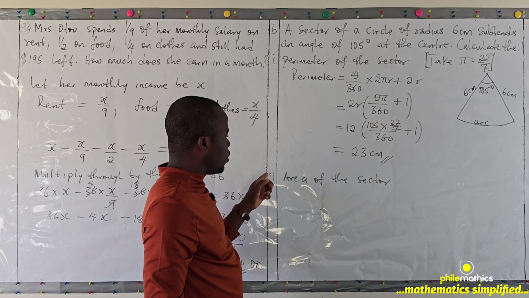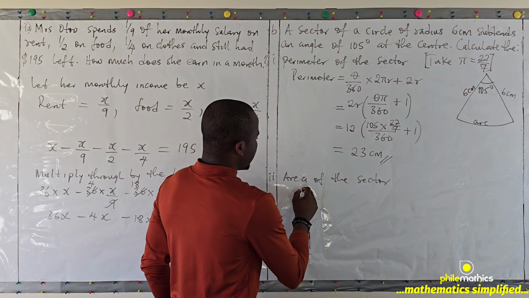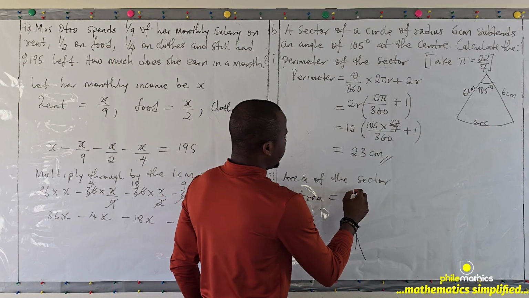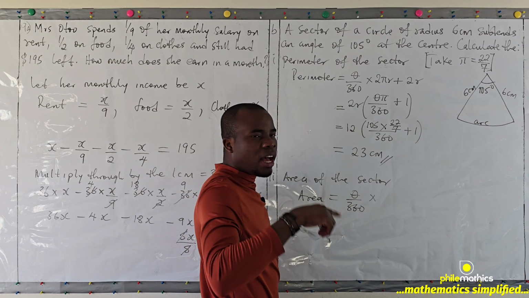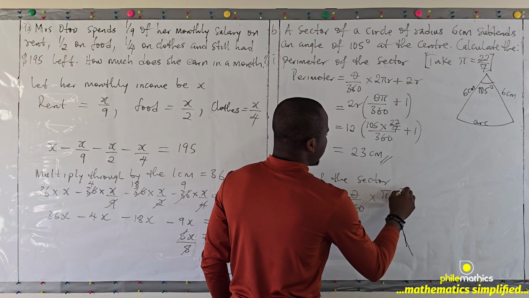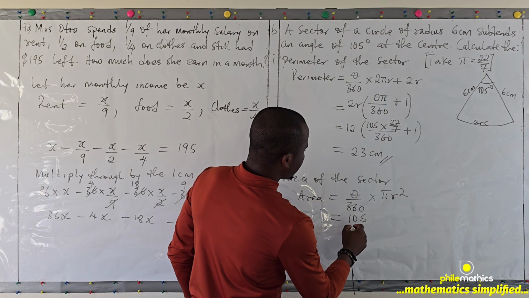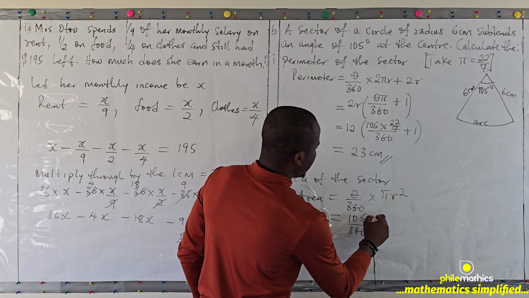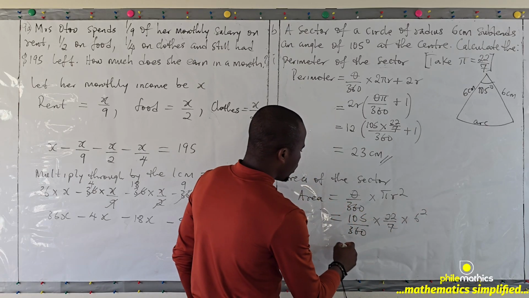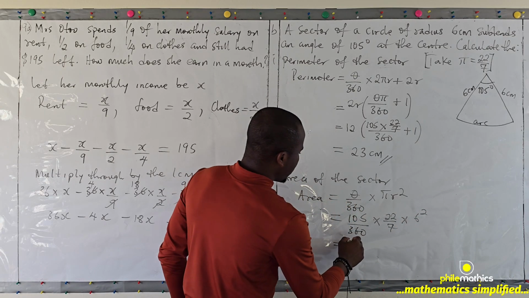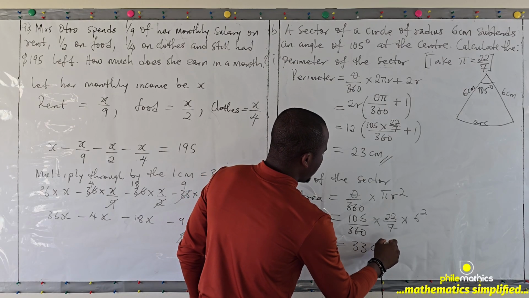For question II, we are asked to find the area of the sector. And so recall that the area of a sector is simply theta over 360 times the area of a circle, pi r squared. And this will be 105 over 360 times 22 over 7 times 6 squared. To compute this on our calculator, we should get 33 cm squared.